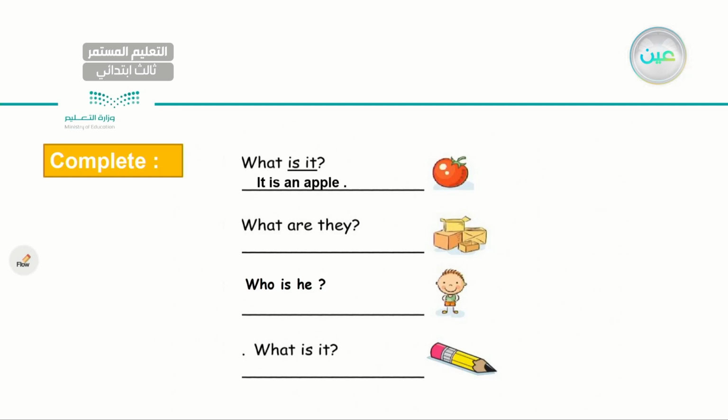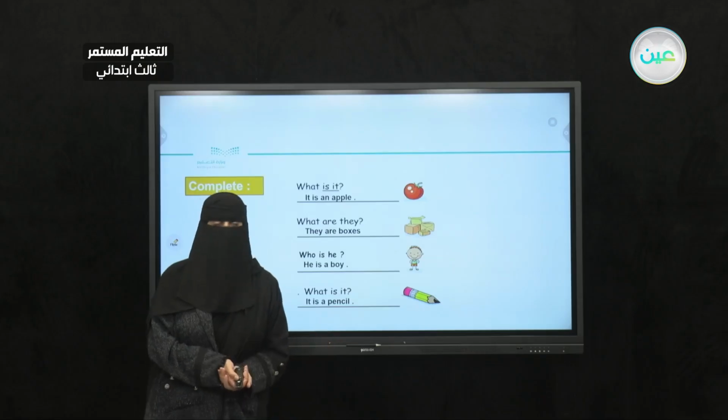Next one, what are they? They are boxes. Next one, who is he? He is a boy. Question number 4, what is it? It is a pencil. We gave different answers based on the question we are using.